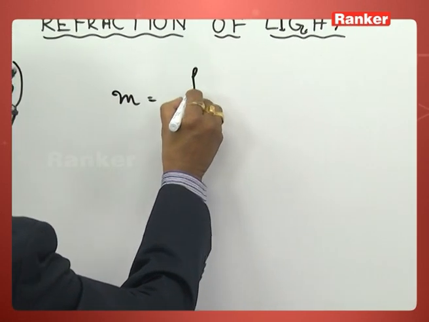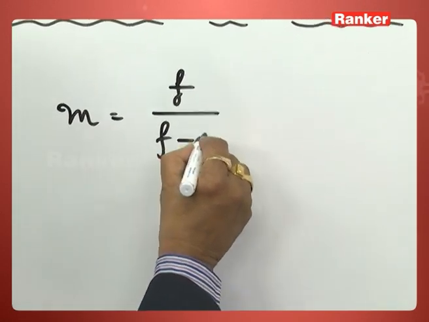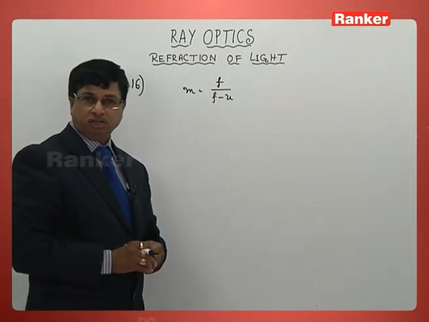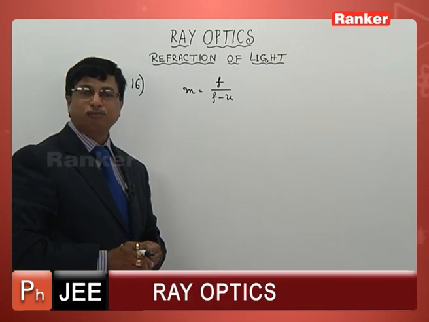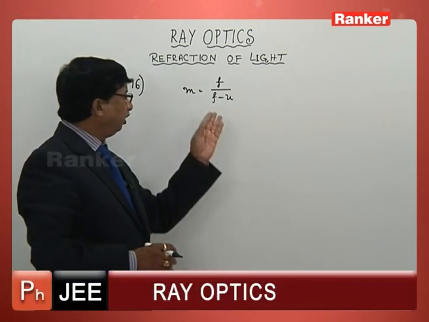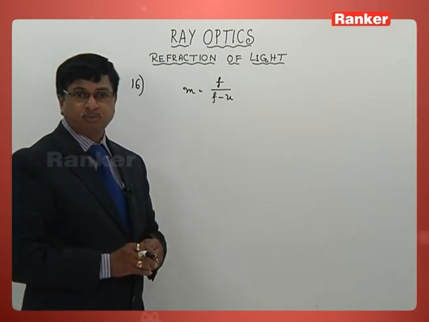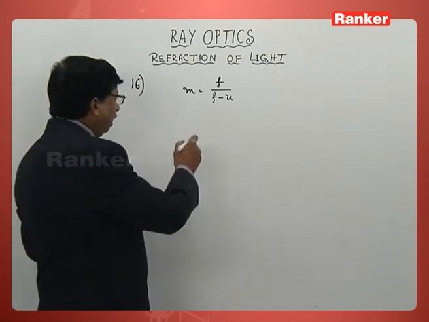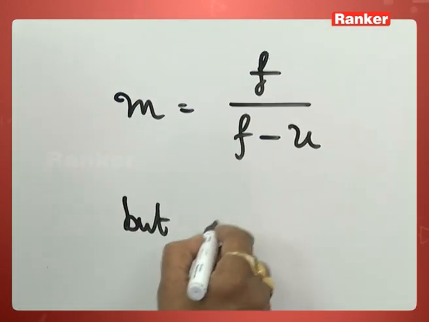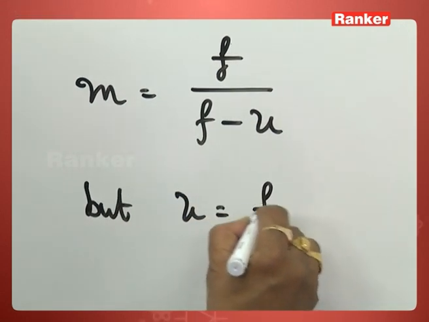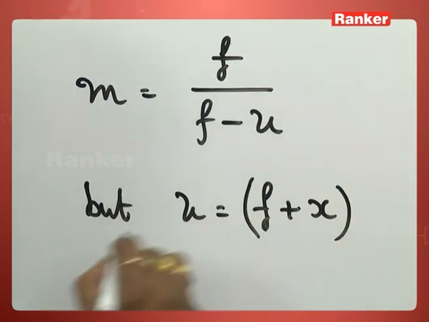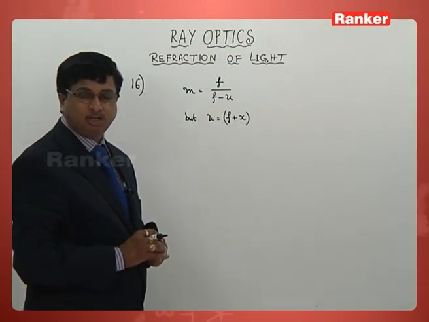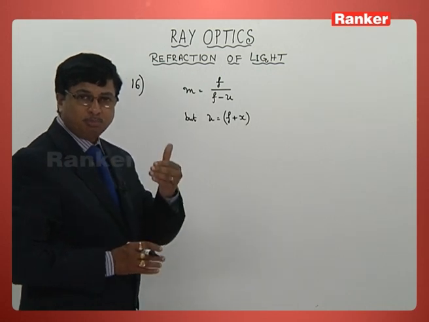That is nothing other than f by f minus u. There is a direct formula for magnification in terms of object distance and focal length. The same formula is valid for a concave mirror also. Here we are talking of a convex lens, nothing special. But all of us can understand in this case, u is equal to f plus x. That is what we know according to the problem provided to us.